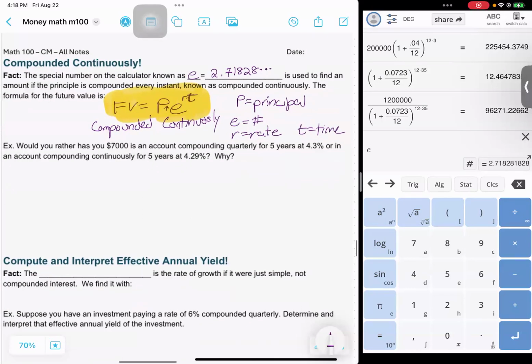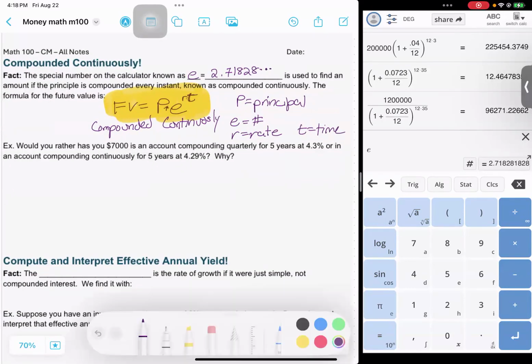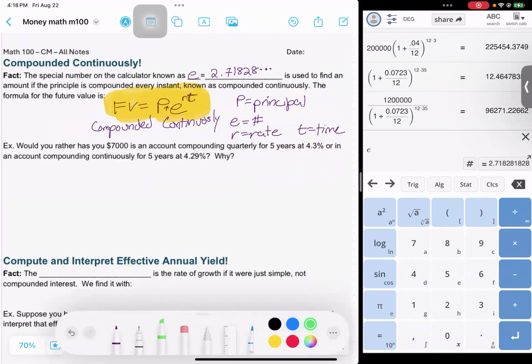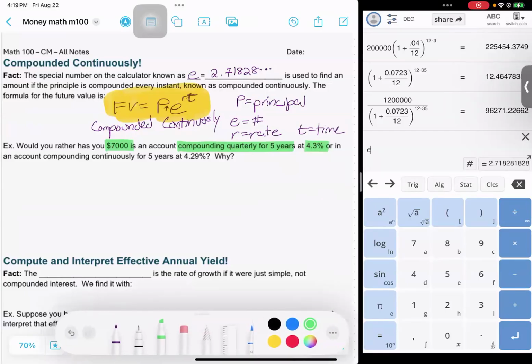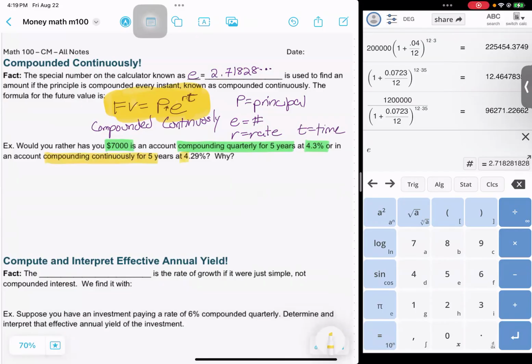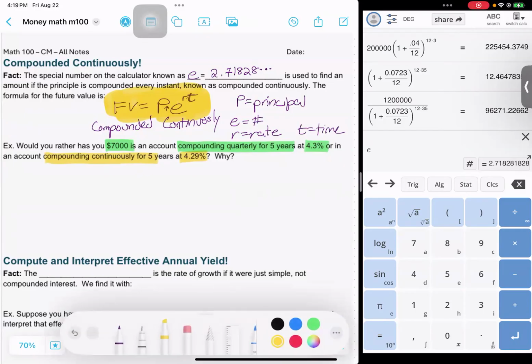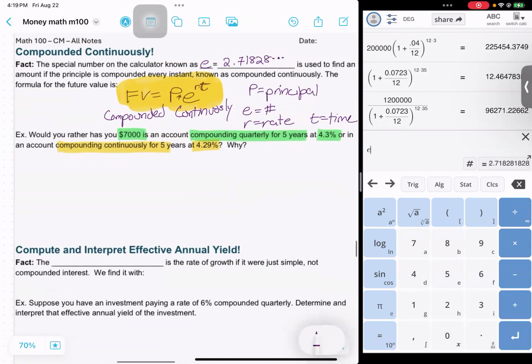Okay. So here, let's see, would you rather have $7,000 in an account compounding quarterly for 5 years at 4.3%, or a different account compounding continuously for 5 years at 4.29%? Now you'll see a lower percent, but more often. Okay, so let's see which one of these accounts is going to be better for us.